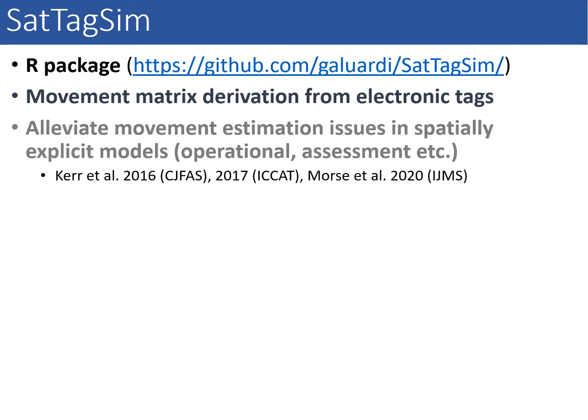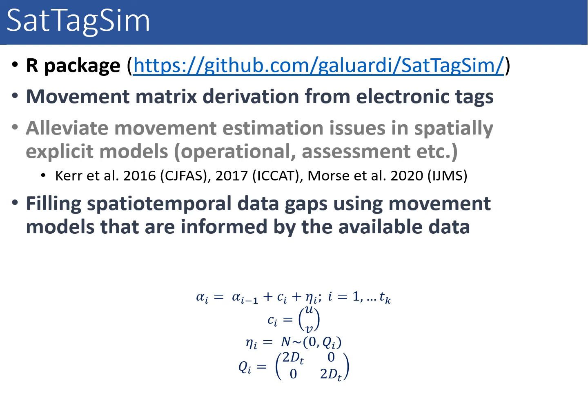The reason we want to do this is to alleviate movement estimation issues in spatially explicit assessment and operating models. These movement matrices can be done outside of the estimation process in those types of models, and using the electronic tag information to do this is a nice way to include fishery independent information in this. Also, using simulations helps fill spatiotemporal gaps for these models, and it's informed by data that we have, movement data that we have.